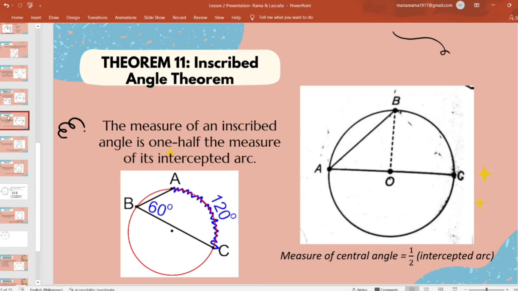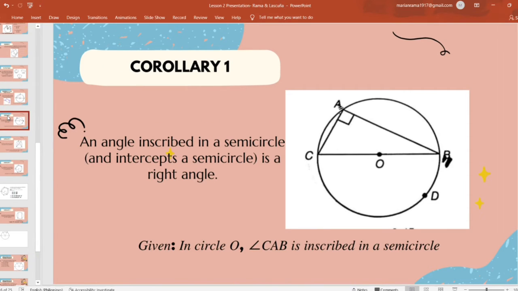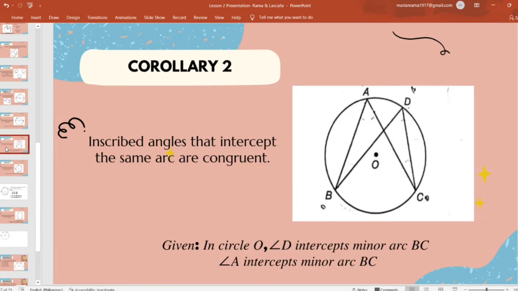Next, we have here Corollary 1. An angle inscribed in a semicircle, which intercepts a semicircle, is a right angle. So we have here circle O and our angle CAB is inscribed in a semicircle, which forms a right angle. Next, we have here Corollary 2.